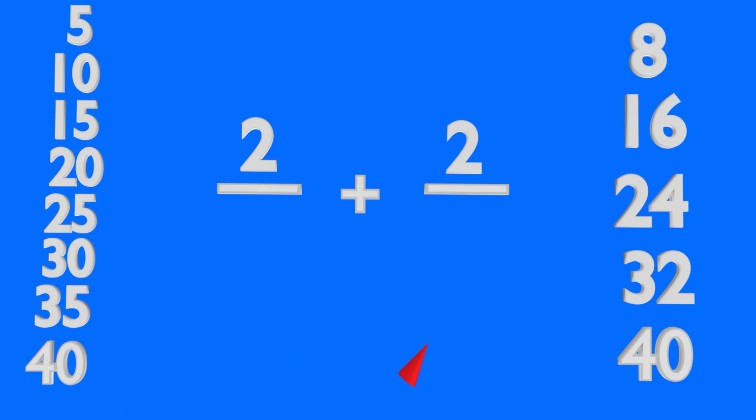Now, the rule is with a fraction, anytime you do something to the denominator, you need to do the exact same thing to its numerator. So, starting with the 2 over the 8, what did we multiply 8 by to get 40? Let's count the 8s. 1, 2, 3, 4, 5.